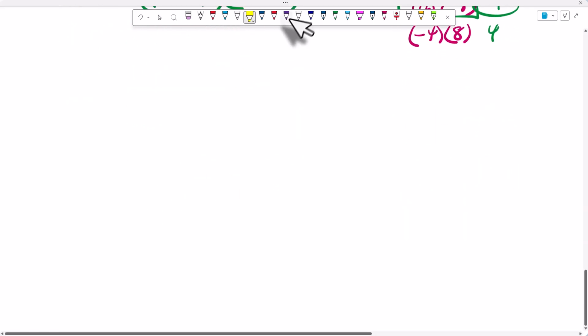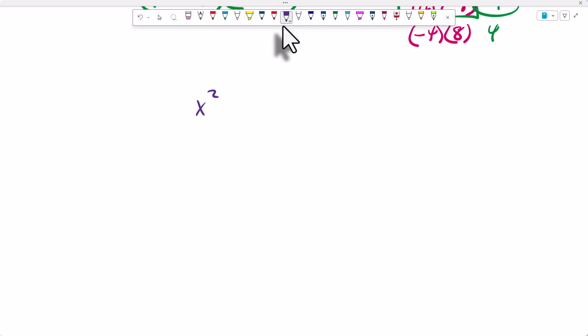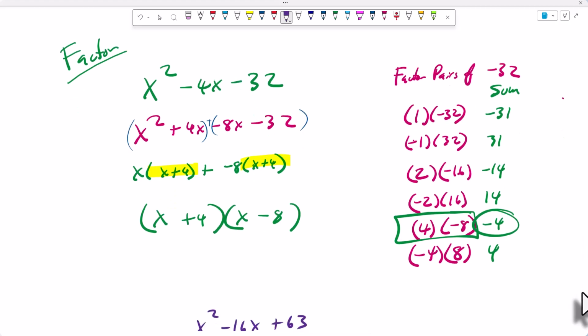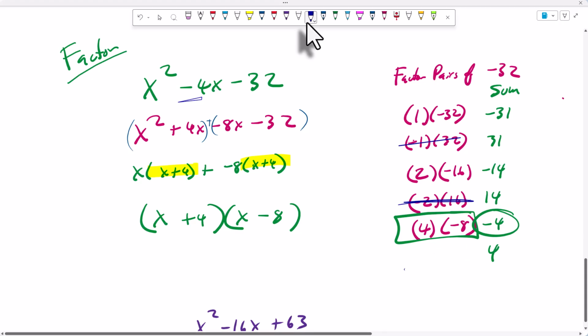Let's try another one. Oh, sorry, another hint here. We know it adds to -4, the two pairs, which means the larger of the two numbers is going to be the negative one. So we don't even care about this. We don't care about this. We can skip these and just go to those three. Does that make sense?